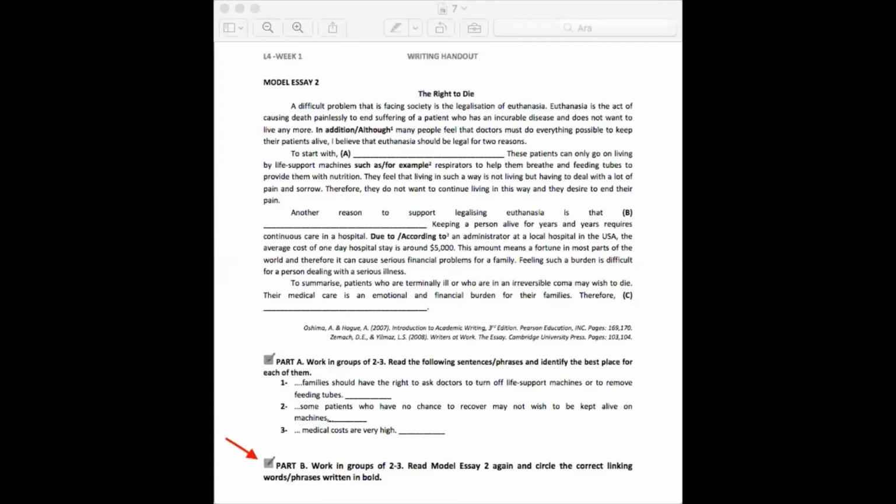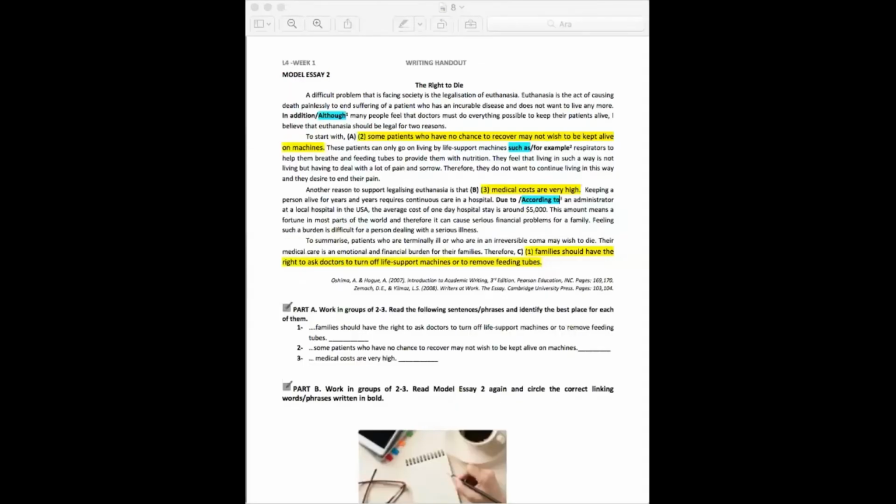Okay, now part B. Pause the video again and circle the correct linking words and phrases in the essay. Let's check them. Number 1 is although. When you read the sentence, you can easily realize that there are two opposite ideas. Many people feel that doctors must do everything possible to keep their patients alive, whereas the writer believes that euthanasia should be legal so that people can have the right to choose to die. So here, although reflects this contrast.